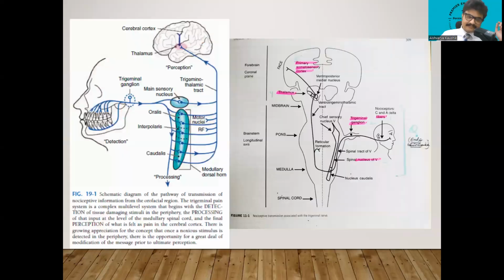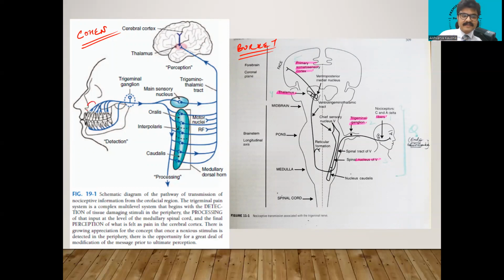So you can see here. Now, friends, just see this, very important. This diagram, this is for image-based question. This diagram I've taken from Cohen. This diagram I've taken from Burkitt. Conceptually, both are the same. So let us just see them side by side and compare. A delta and C fibers innervating the tooth.